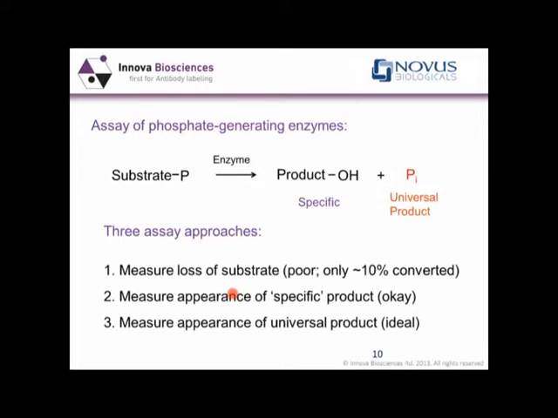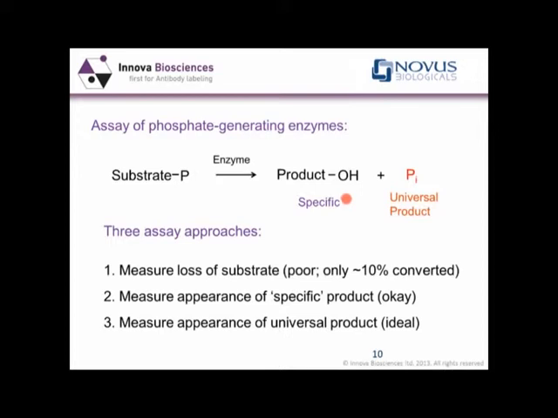So turning to assays of phosphate-generating enzymes. Essentially, an enzyme acts on a substrate which has a phosphate to create a dephosphorylated product which is specific to this substrate. So the structure of this product will closely resemble this substrate. We also have a universal product, PI, which will be formed regardless of what this substrate is. There may be 100 different, well, there's probably thousands of substrates, but they will all generate PI, but they will each have a specific dephosphorylated product here.